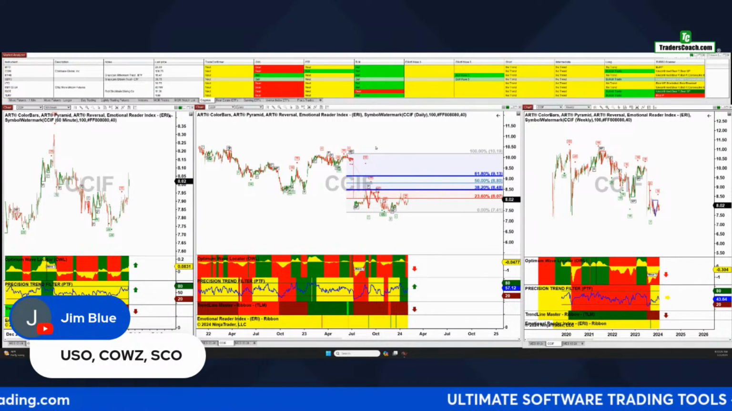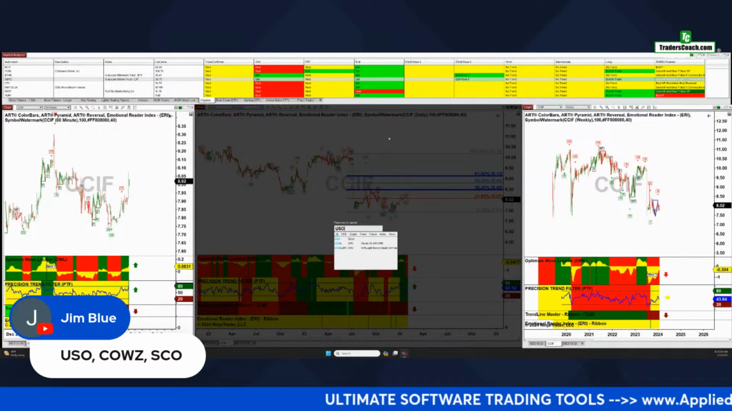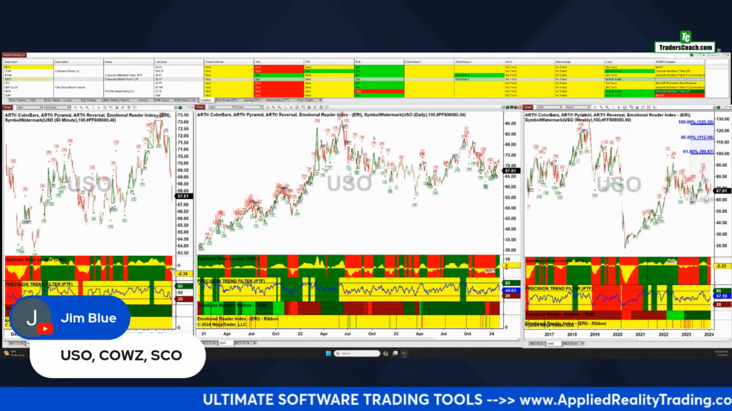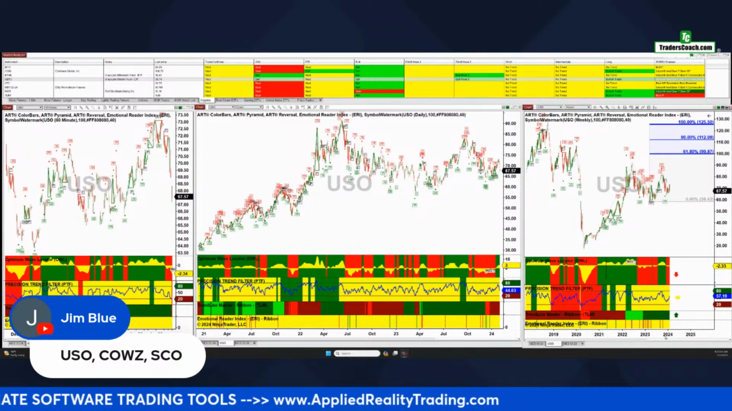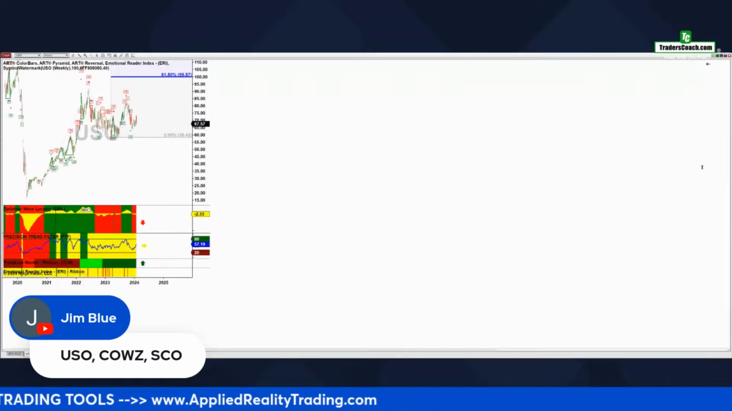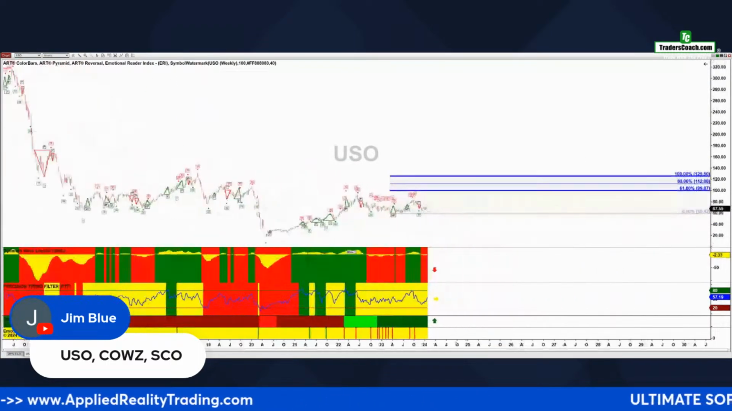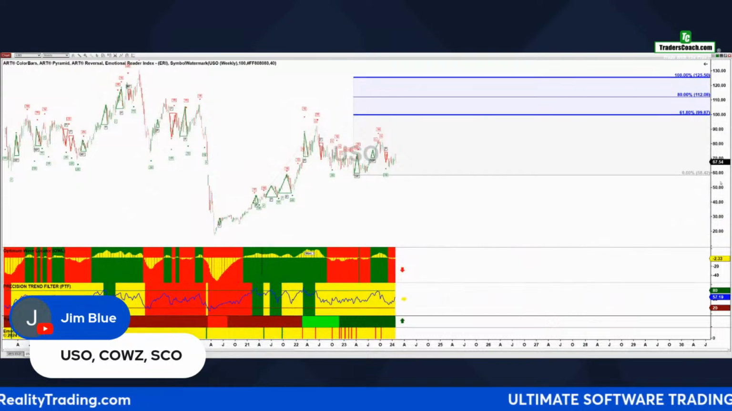Jim, how are you doing? USO. Okay, USO is the ETF for crude oil. Let's see how that baby's doing. We're going to open up the weekly chart first, and I'm going to zoom in on this move off the bottom here.